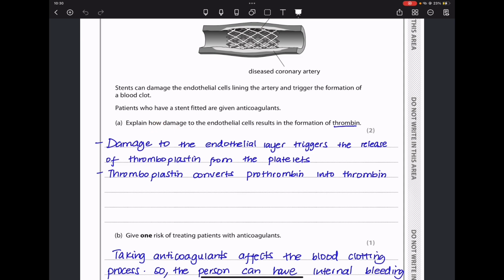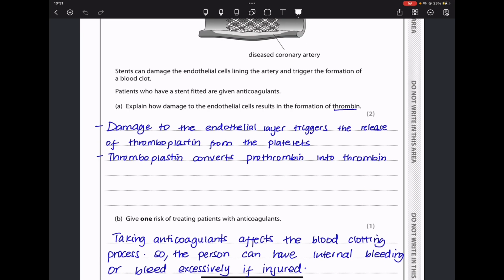Explain how damage to the endothelial cells results in the formation of thrombin. Thrombin is an enzyme that is involved in the blood clotting process. So that means if the damage to the endothelial layers occurs, it's going to trigger the release of thromboplastin from the platelets. So I say damage to the endothelial layers triggers the release of thromboplastin from the platelets. Then thromboplastin is going to convert prothrombin, which is inactive, into active thrombin, which is the enzyme.